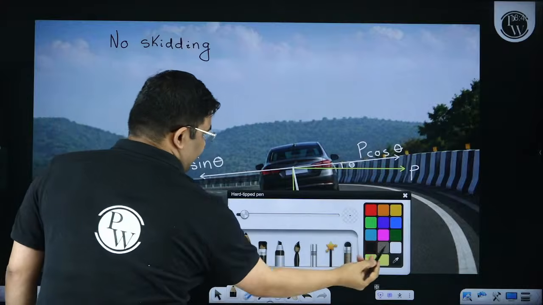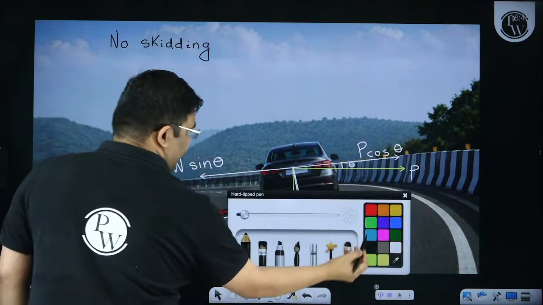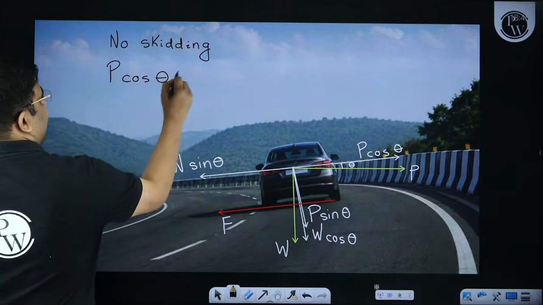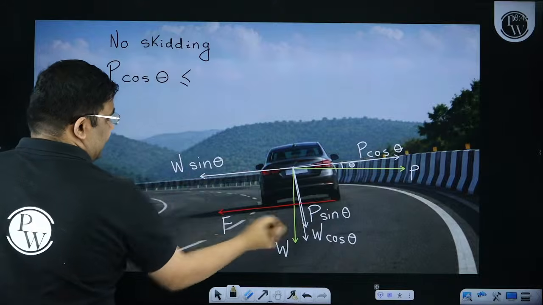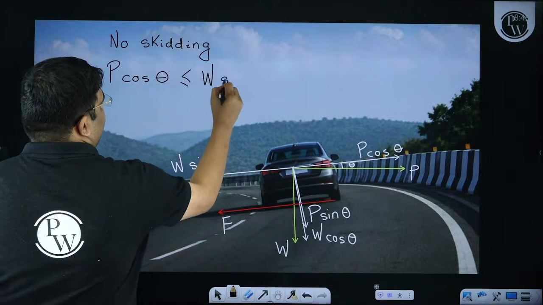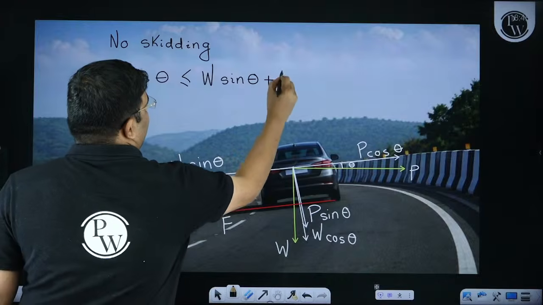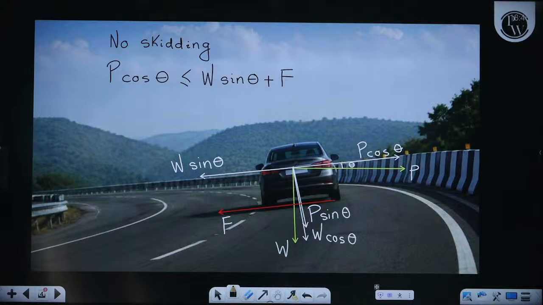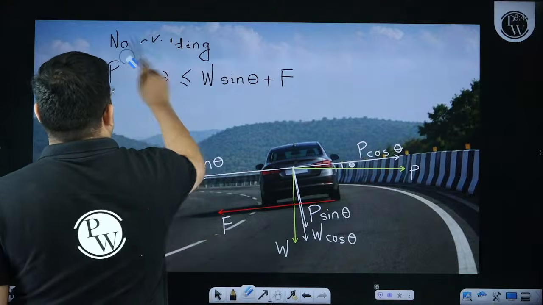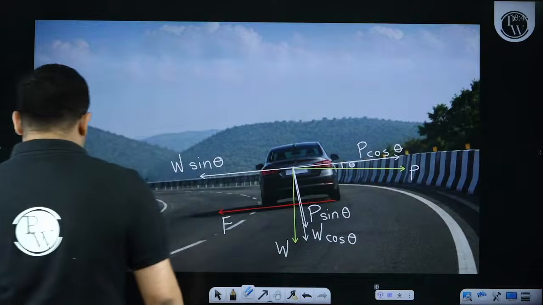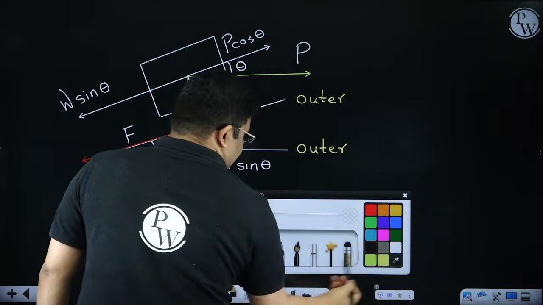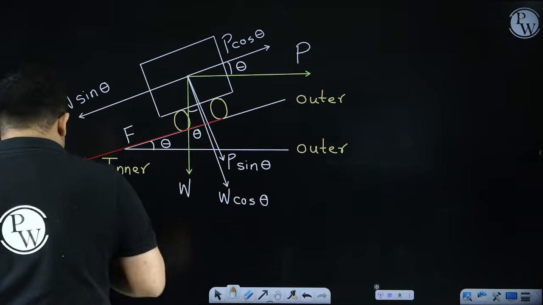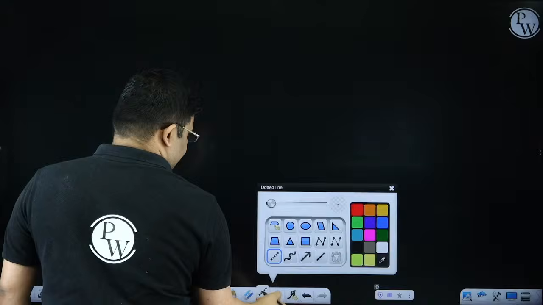this P cos theta should be less than or equal to W sin theta plus friction force. So this becomes the equation now, right? We'll erase this and write it on a fresh page: for the no skidding condition, P cos theta should be less than W sin theta and F. Let's write down this equation.